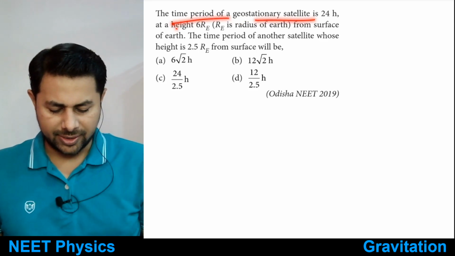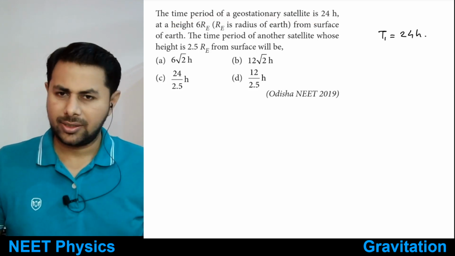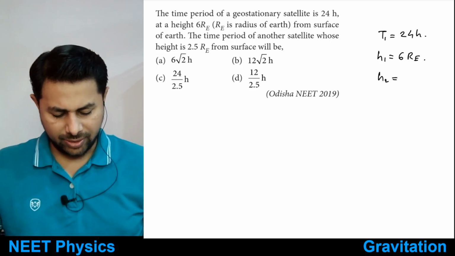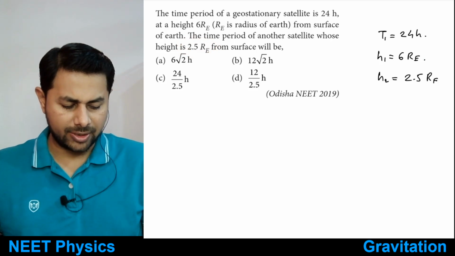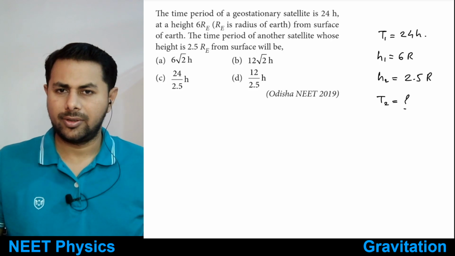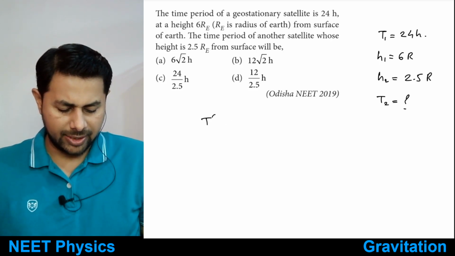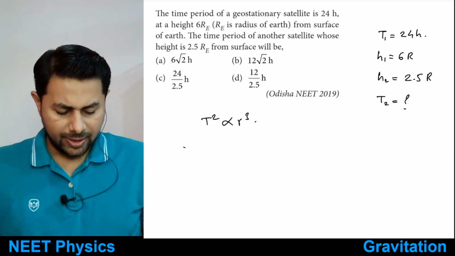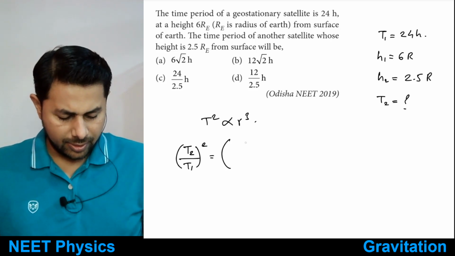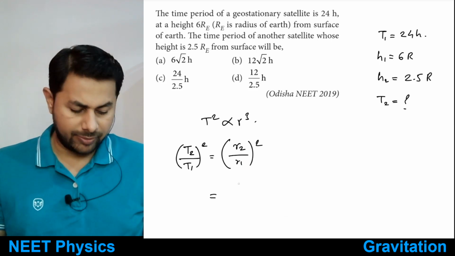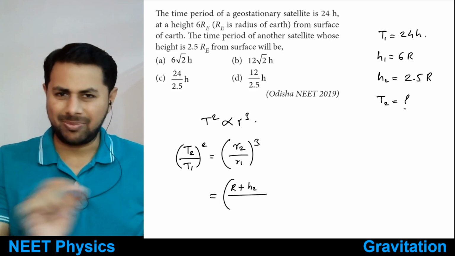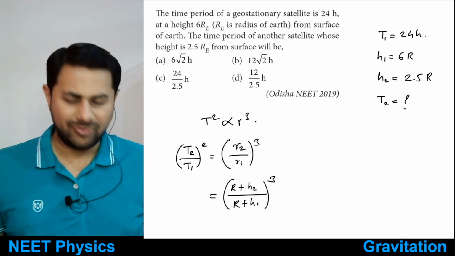So time period of geostationary satellite, let's say T1 is equal to 24 hours and its height H1 is equal to 6 times radius of Earth. This is given. And then you have H2, height of second satellite, 2.5 times of radius of Earth. Let's call it R only. And what would be its time period? We know T square is directly proportional to R cube. So let's put that. T2 by T1 square is equal to R2 divided by R1, cube, sorry. R2 is R plus H2 and R1 is R plus H1. We have cube of that.